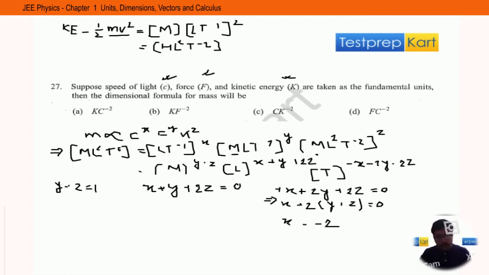Right? Now here we have y plus z equal to 1, so the value of y should be 1 minus z. Can I put it over here? So x plus 1 minus z plus 2z is equal to 0. Whereas x is minus 2, so we can write minus 2 plus 1 plus z is equal to 0. So z is equal to 1.